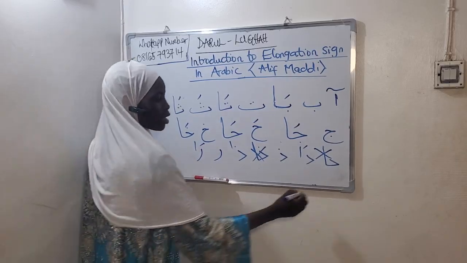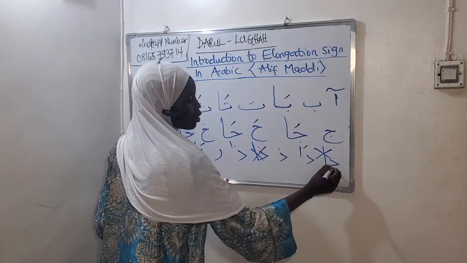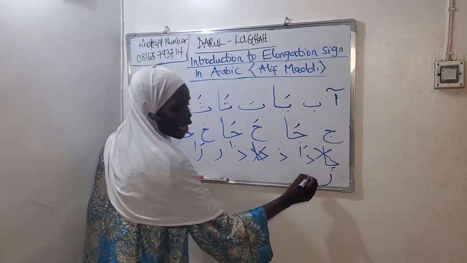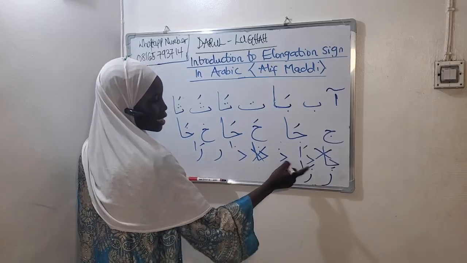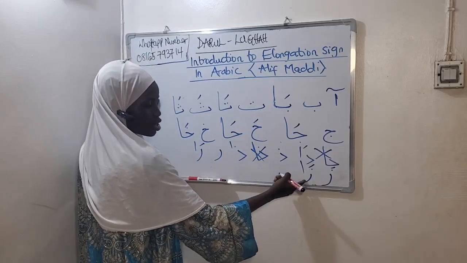Then we have zain. Zain fatia za. These are normal zain, including elongation sign. Zain fatia Alif Maddi. Za. You're not going to write it like this. The same rules apply to this also.